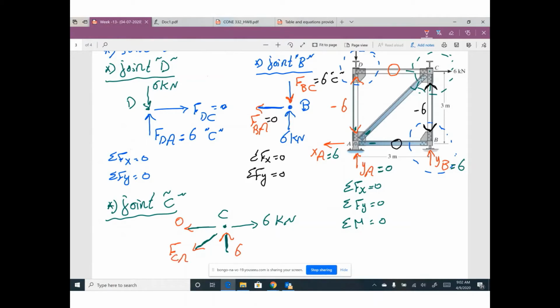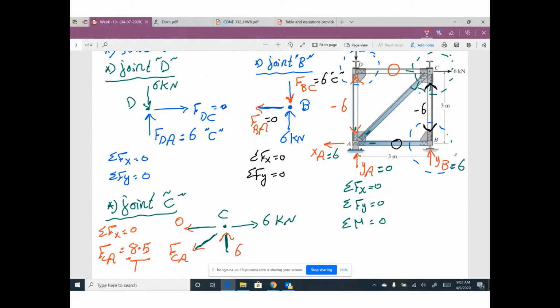FCA. Go ahead and apply summation f of x or summation f of y. Any of them will work. Summation f of x equals 0. I can figure out FCA. FCA will be 6 divided by sine 45, which will be 8.5 tension. I assumed it in a tension sign. It's positive. That means my assumption is correct.